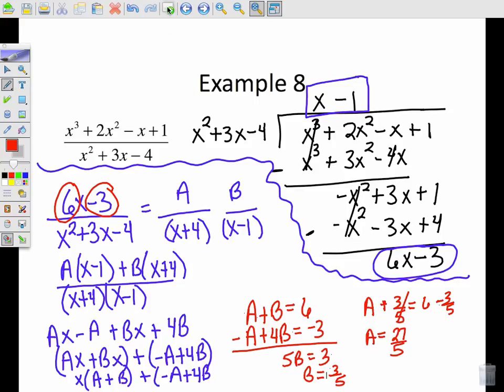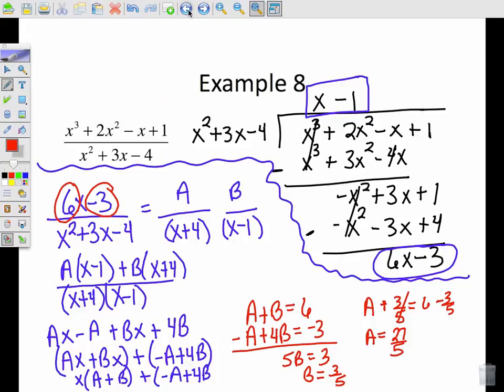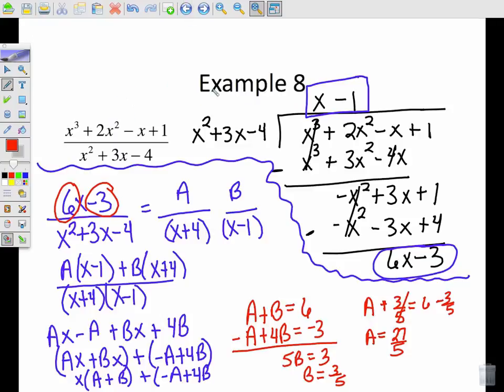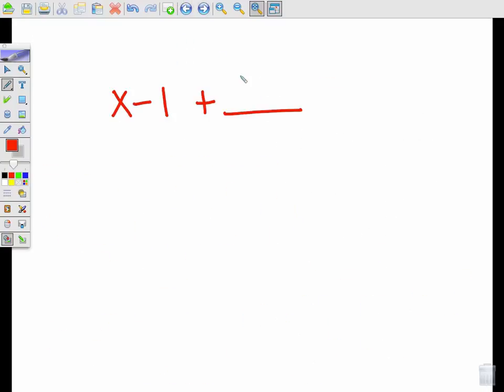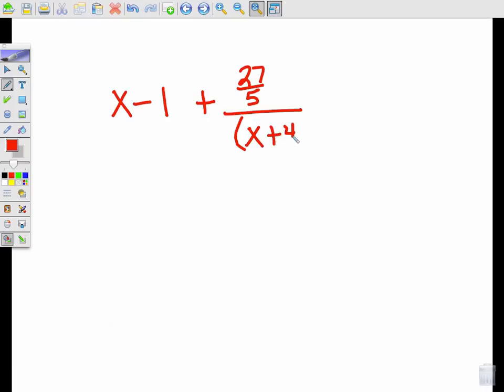All right, time to write my final answer. So let's add another page here. I've got my answer to be x minus 1. That's the first part that we got from the division, but we have to use that in our final answer. Then I've got plus my a value, which was 27/5, over x plus 4, plus 3/5 over x minus 1.